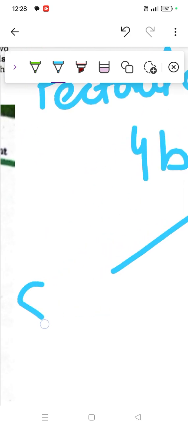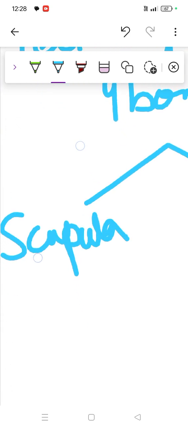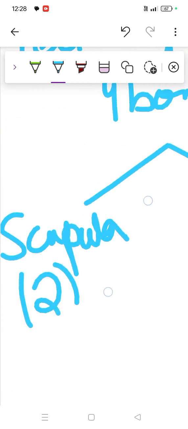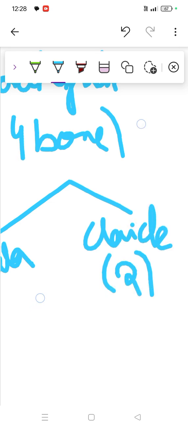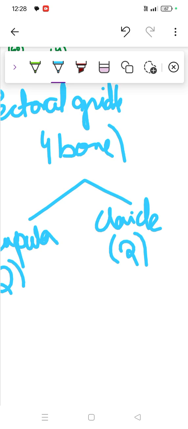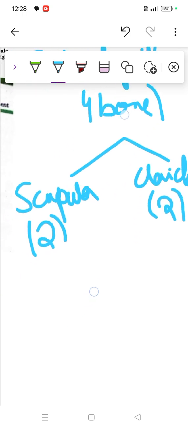What are these? First one is called scapula. Second one is called clavicle, and these are two in number. Clavicle is also called a beauty bone. People love to show it, and it's present near the shoulders. So we have these two, right? Let me tell you more about both.